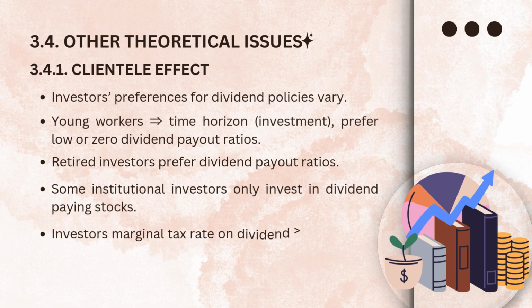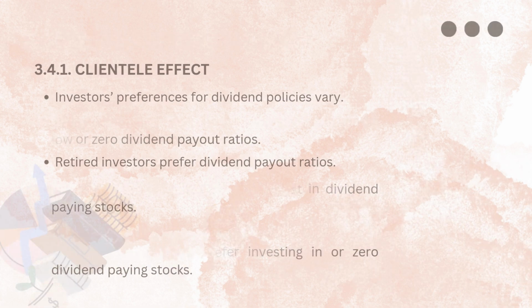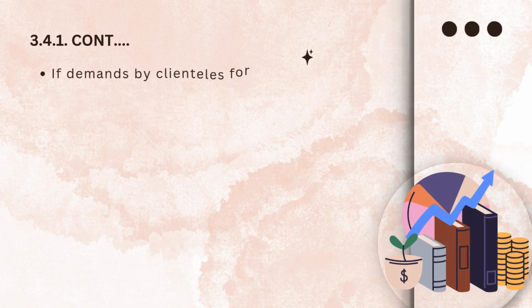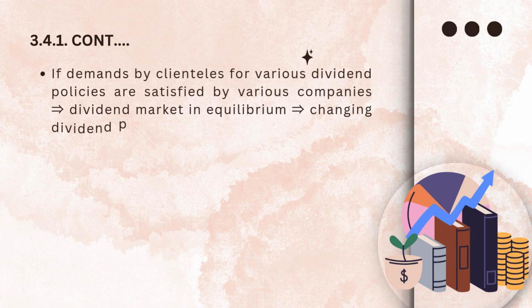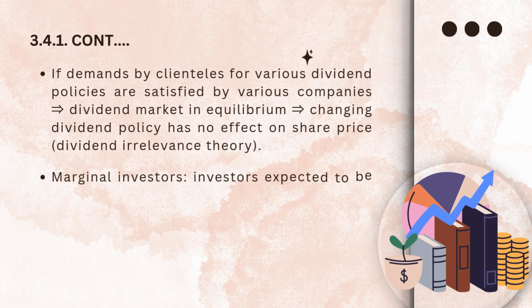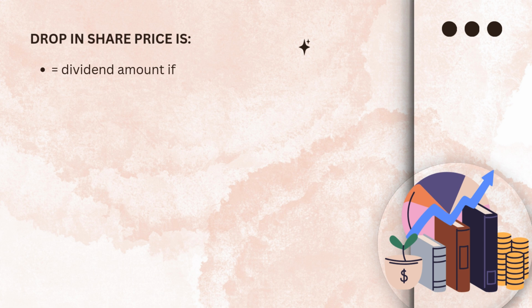Investors whose marginal tax rate on dividends is greater than the marginal tax rate on capital gains prefer investing in low or zero dividend-paying stocks. If the demands by clienteles for various dividend policies are satisfied by various companies, the dividend market is in equilibrium, and changing dividend policy has no effect on share price. Dividend irrelevance theory: marginal investors, those expected to be part of the next trade, are important in setting price. The drop in share price equals the dividend amount if marginal investors are indifferent; it is less than or greater than the dividend amount otherwise.